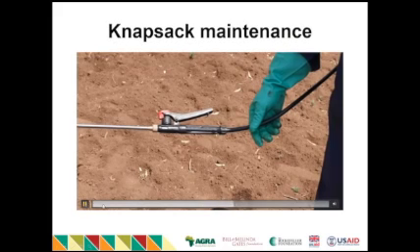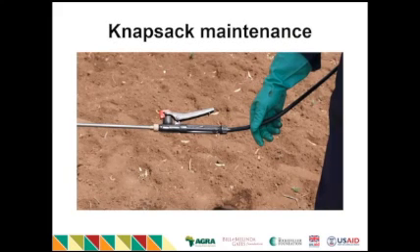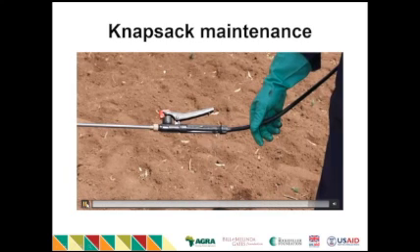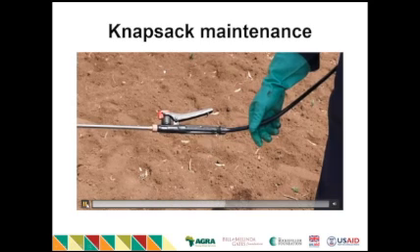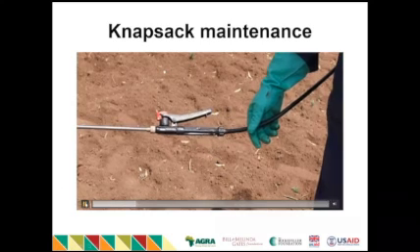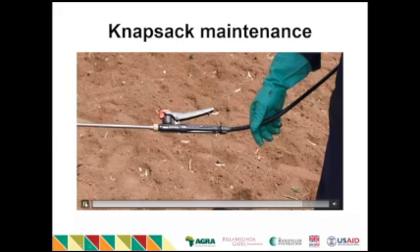This short video shows the trigger assembly on the spray lance of a knapsack sprayer, and you can see because of a loose connection it is also leaking at the trigger assembly. Once again, this leads to potential overexposure and contamination of the environment.